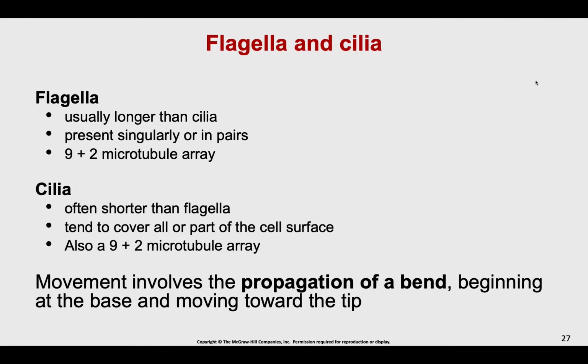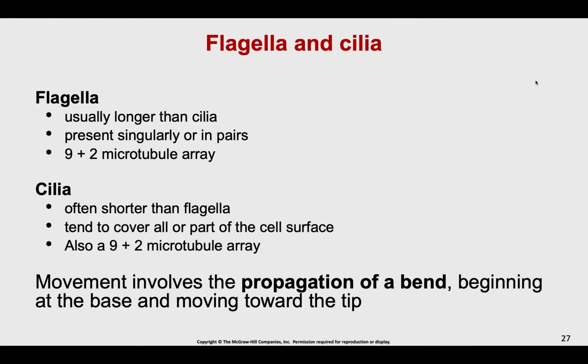We left off talking about the flagella and the cilia, right? That last little bit here. I know we kind of covered this already, but I just wanted to review it. So flagella, they're normally longer, they're singular or in pairs typically, and they have this 9+2 microtubule arrangement, which I will show you in just a couple slides. Cilia tend to be shorter and tend to cover the whole surface of the cell.